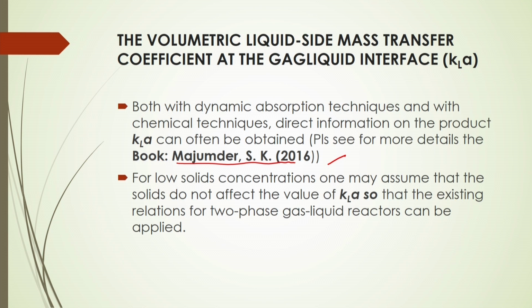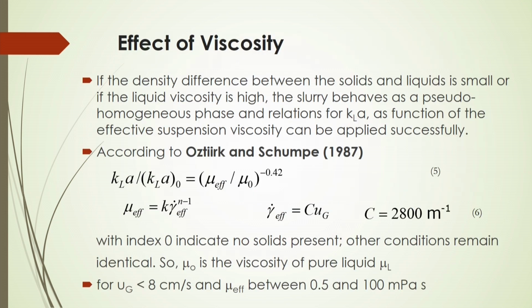And for low solids concentration, one may assume that the solids do not affect the value of the mass transfer coefficient, that is the overall mass transfer coefficient, so that the existing relations of two phase gas liquid reactors can be applied there. So, the volumetric liquid side mass transfer coefficient at the gas liquid interface, KLA, can be calculated by absorption theory or by any chemical theory with or without reactions there.